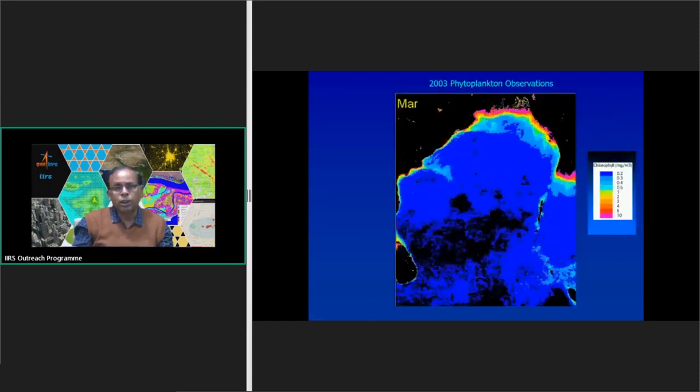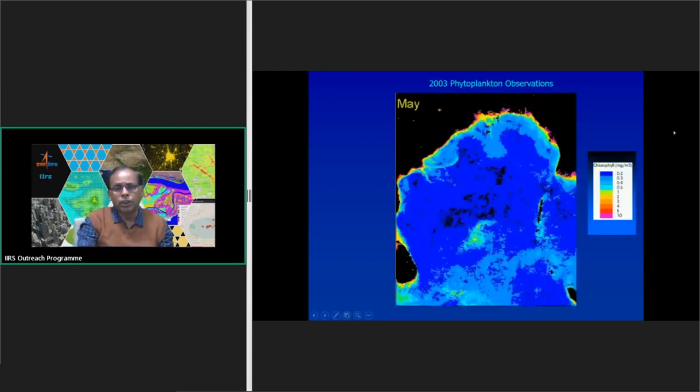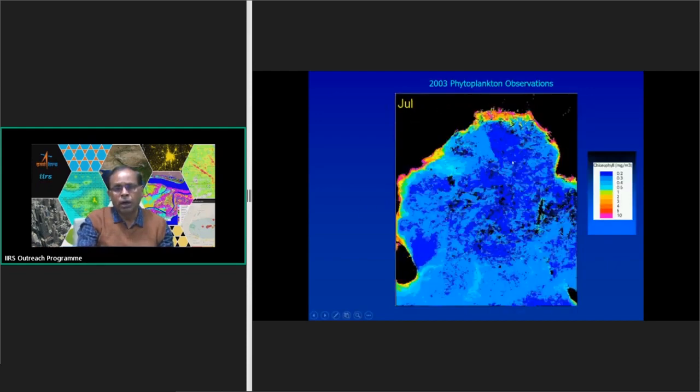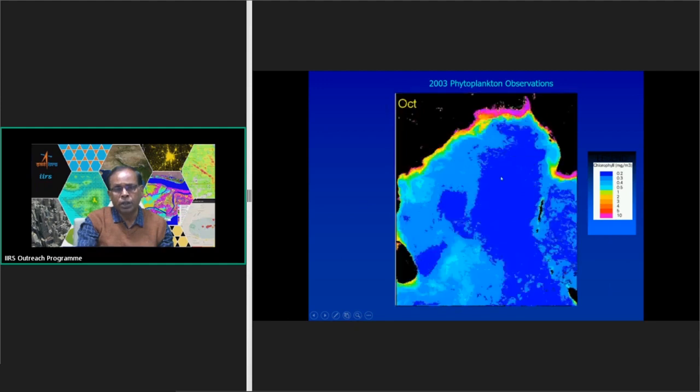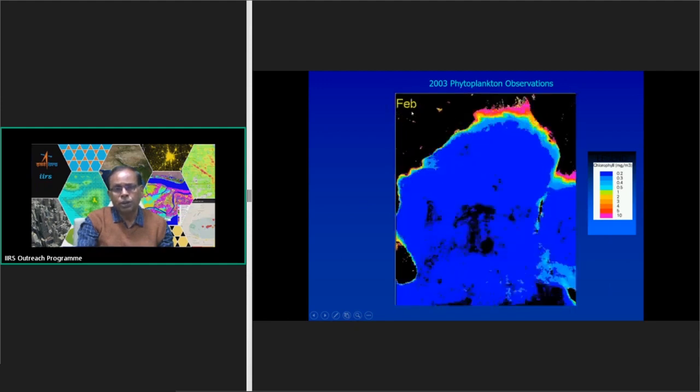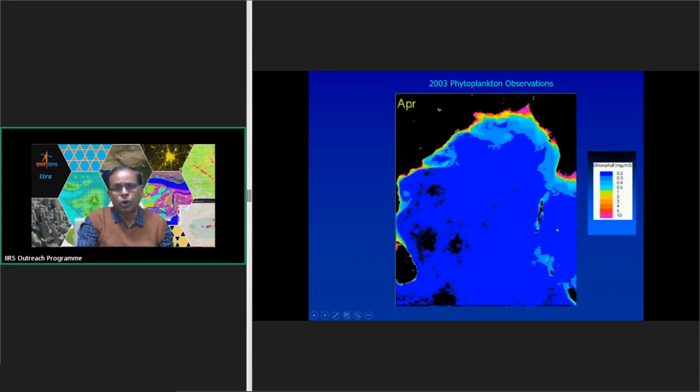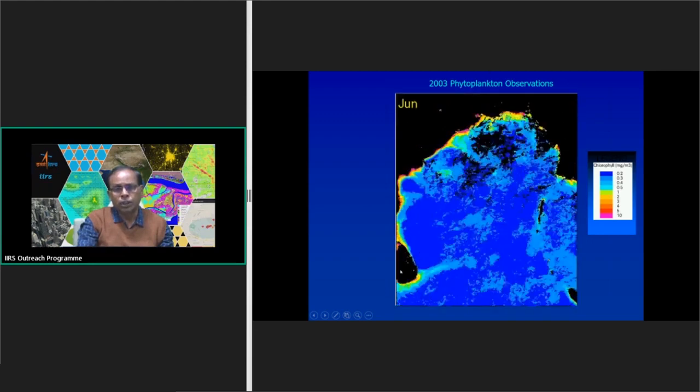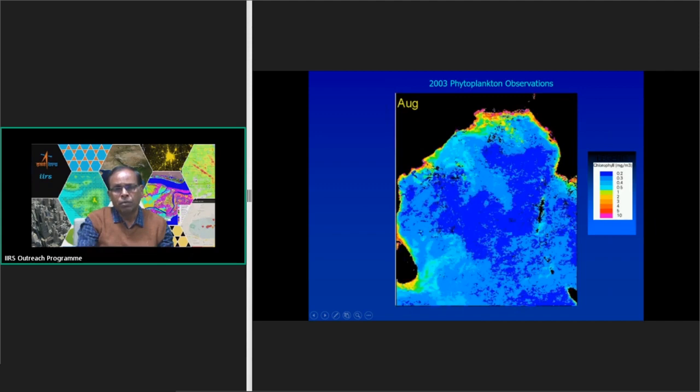And this is the phytoplankton concentration in the Bay of Bengal, prepared from MODIS data, another ocean color sensor. And this is from January to December. The chlorophyll concentration varies around the Bay of Bengal.